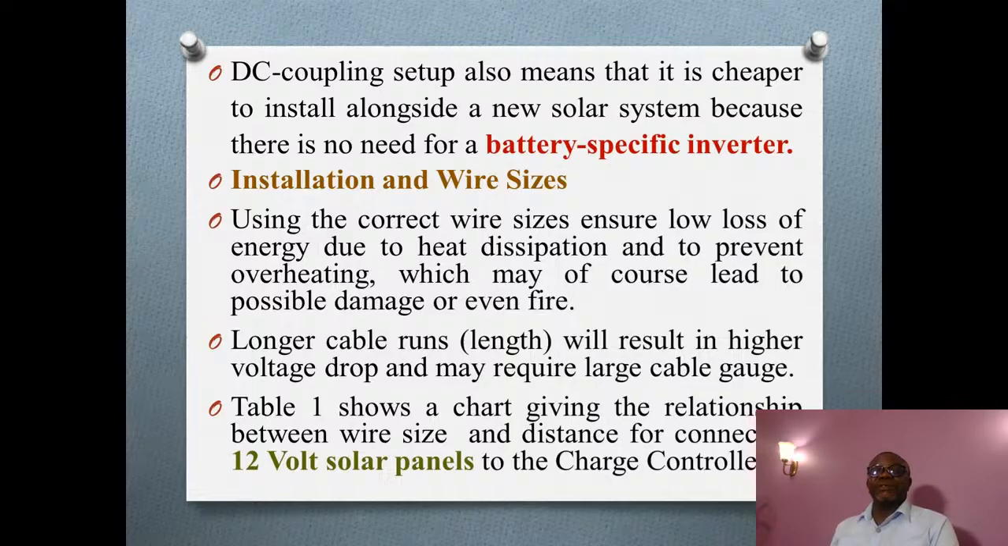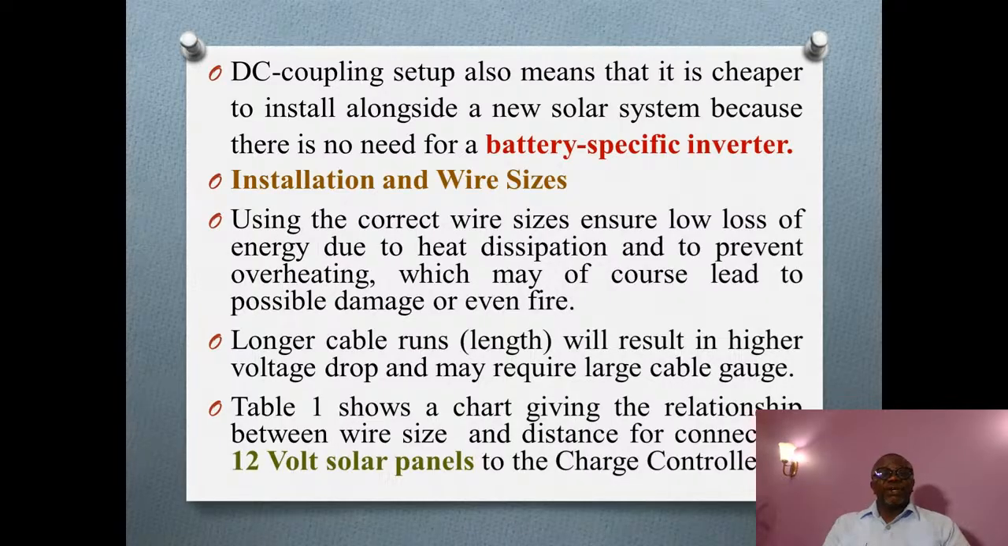For new systems, please use DC coupling. The next thing we look at is the installation and wire sizes. Remember, the type of wire you use in your installation will also affect the efficiency because it will affect losses due to heat if you are using the wrong wire gauge.